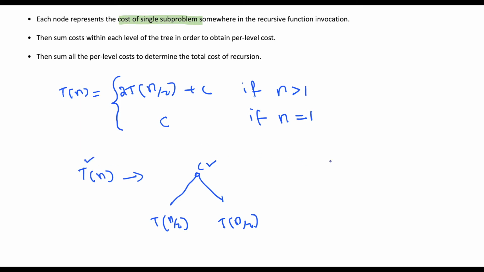Now what will happen if you want to find T of n by 2? This can also be drawn using the same equation. If the value of n is n by 2, then this will be 2T of n by 4 plus C. So for T of n by 2, you will have a cost of C. Then you will have to solve two problems of size n by 4 and n by 4. So this is T of n by 4 and this is T of n by 4.